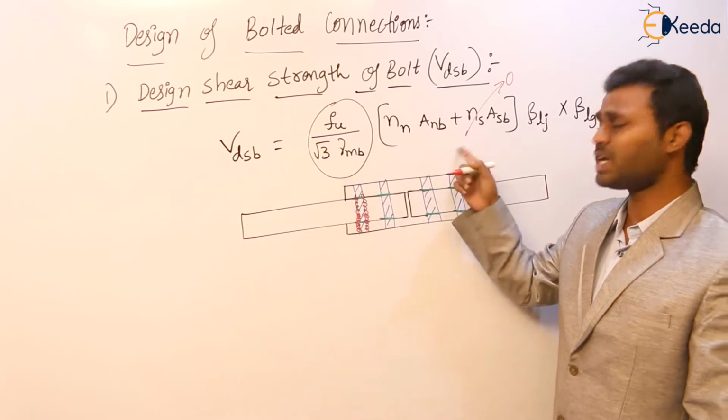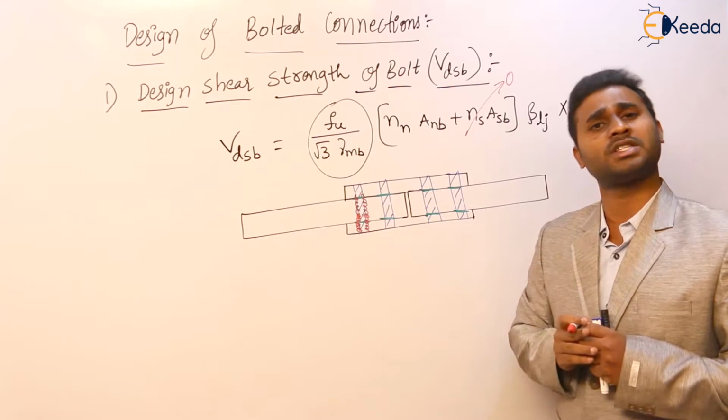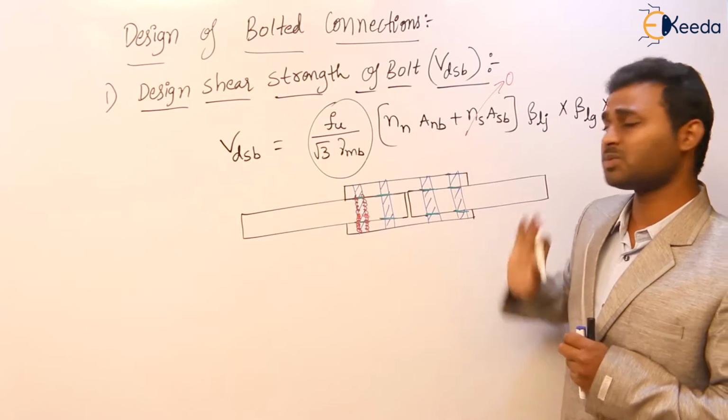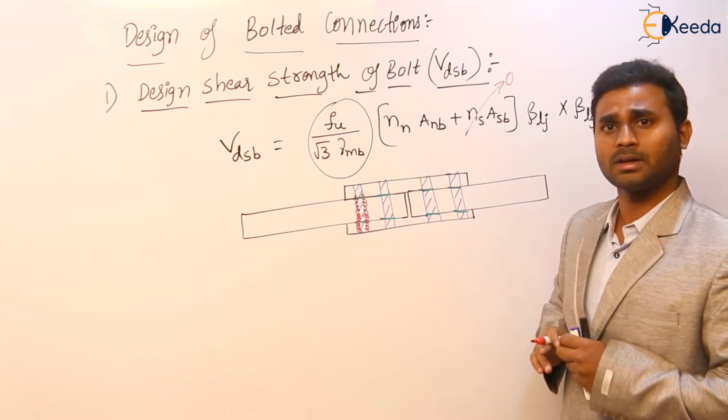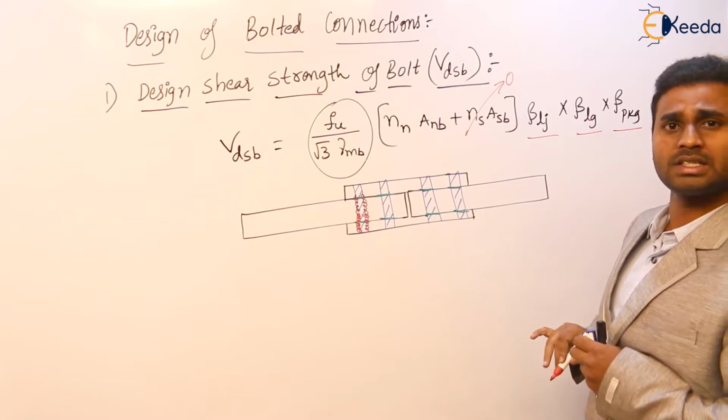So simply stress into area. That's it. Always, the format for writing the formula of strength is stress into area. So this is how the formula is modified. Agree or not? Now let us discuss these things.